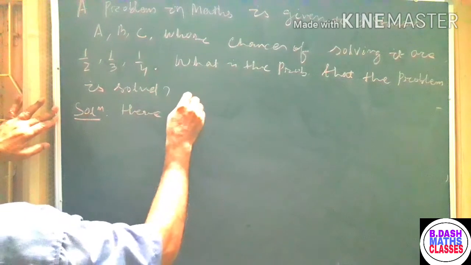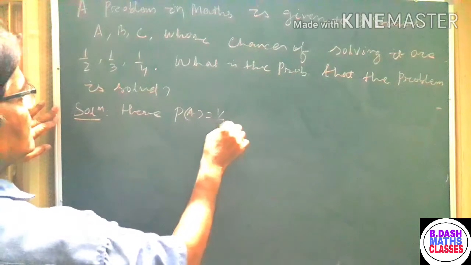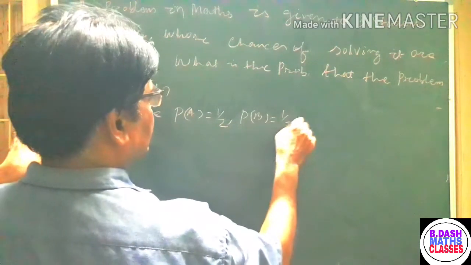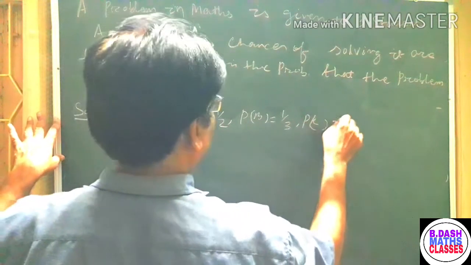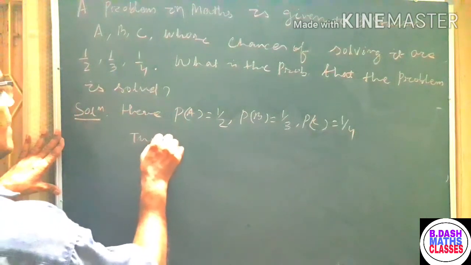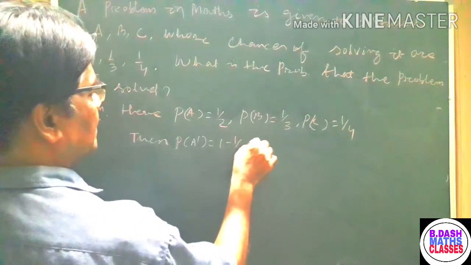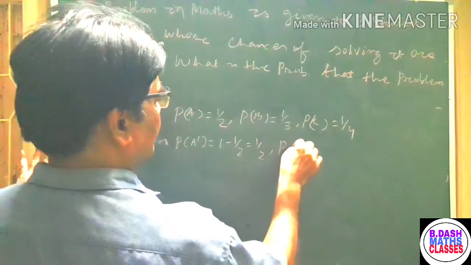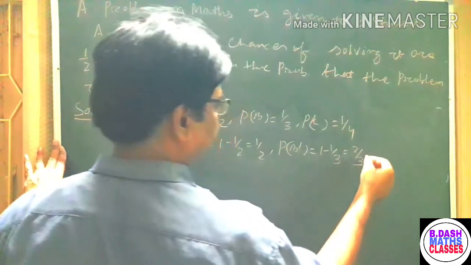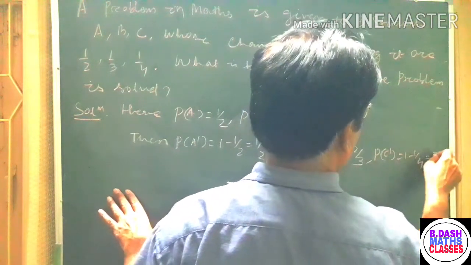Solution. Here P of A is equal to 1 by 2, P of B is equal to 1 by 3, and P of C is equal to 1 by 4. It is given. Then P of A dash is 1 minus 1 by 2, 1 by 2, P of B dash is 1 minus 1 by 3, 2 by 3, and P of C dash is equal to 1 minus 1 by 4, 3 by 4.